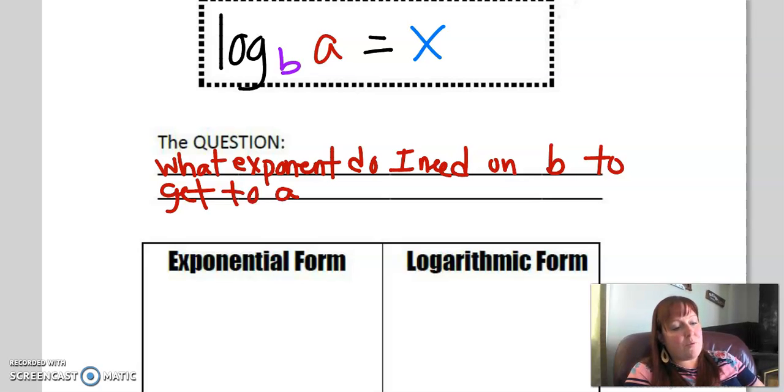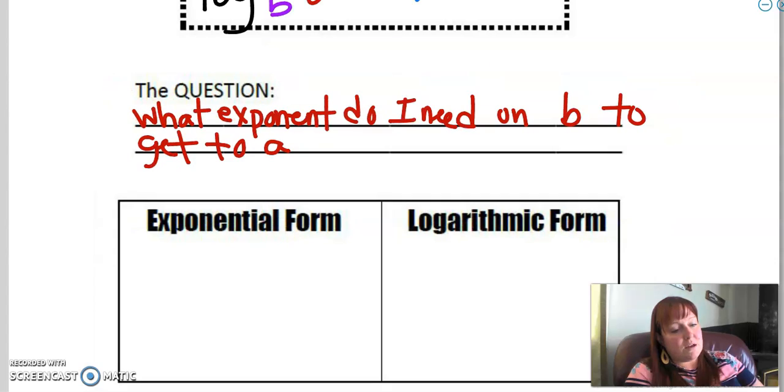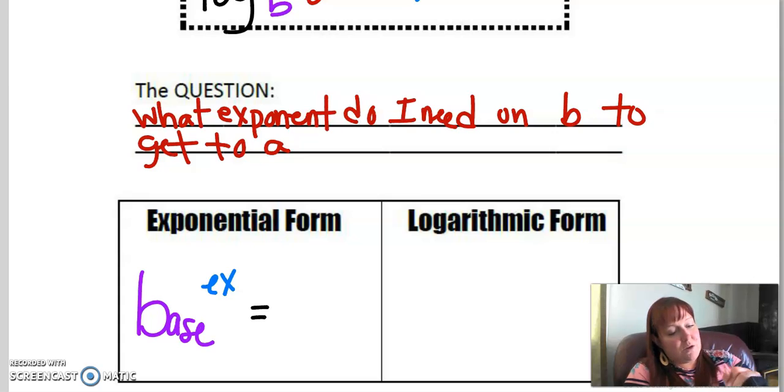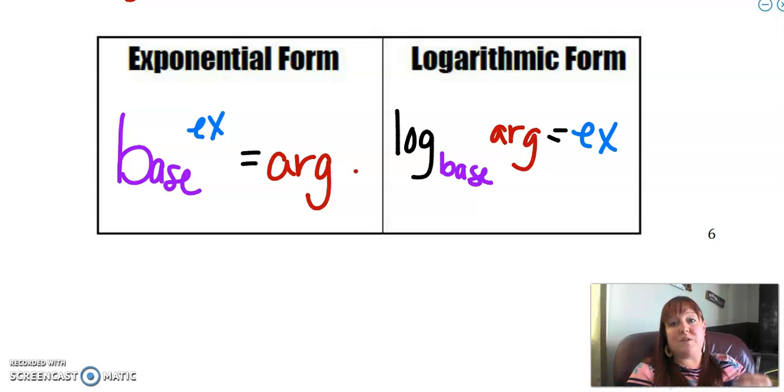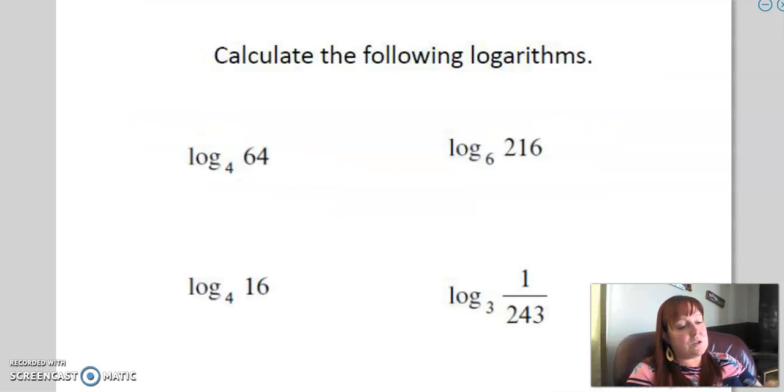Okay, so let's remember what exponential and log form looks like. In exponential form, we have a base to an exponent, I'm just going to abbreviate that, equals our argument. And in log form, we have log base, whatever the base is, of the argument equals the exponent. Just remember from our song that a log is just an exponent, so the answer to the log is the exponent.